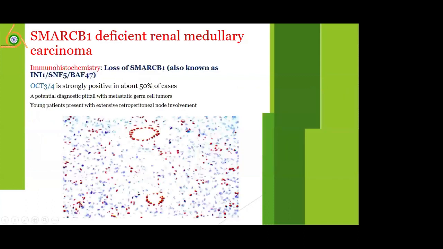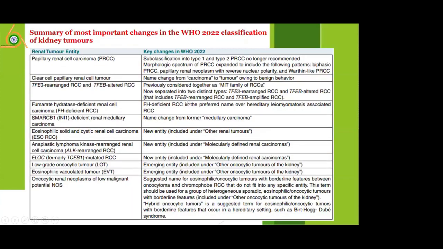Next, yeah. How do we pick up? We pick up by loss of INI1 or SMARCB1, which is an IHC available in most of the labs these days. The only thing is you should have positive internal control and check for SMARCB1 deficiency. Next. Next slide.